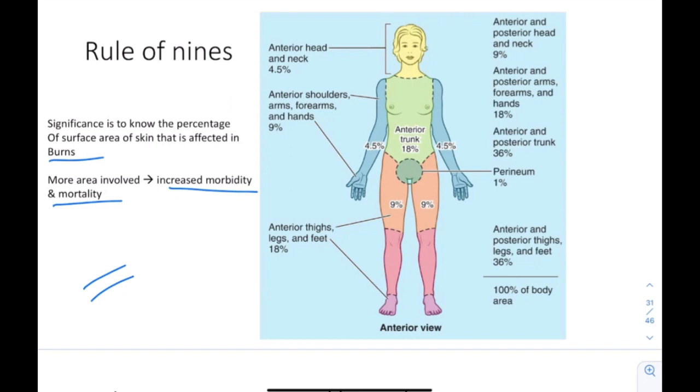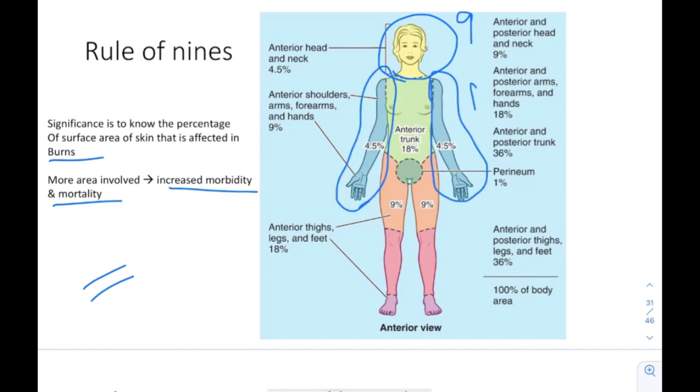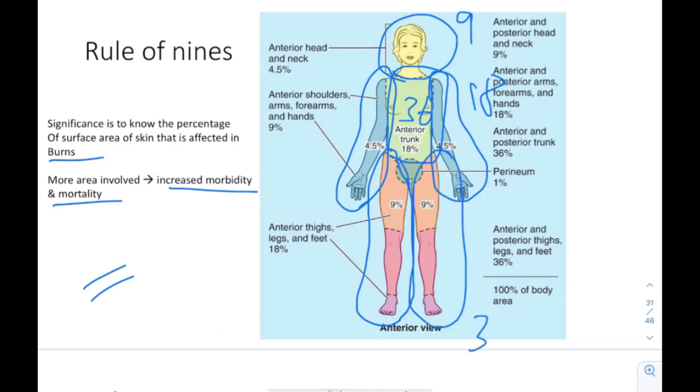So, for example, we can start with the anterior and posterior part of the head and neck. This equals 9%. And then the anterior and posterior part of the upper limbs, so the arms, the forearms, and the hands, anteriorly and posteriorly, equals 18%. And then we have the entire trunk, anteriorly and posteriorly, equals 36%. And then we have the lower limbs, so the thigh, the leg, and the feet, again, anteriorly and posteriorly, equals 36%. And altogether, that gives you 100%.